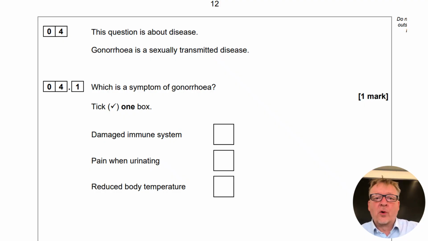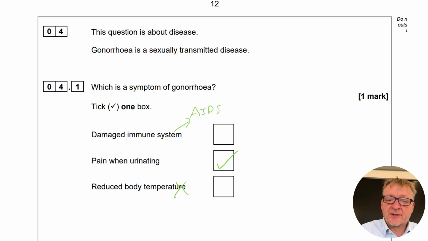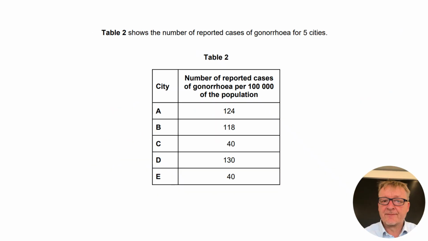Question number 4. The question is about a disease, gonorrhea. At least I've got to ask you how to spell it. Gonorrhea is an STD, sexually transmitted disease. Which is a symptom of gonorrhea? Okay. Damaged immune system. No, I think they're talking about AIDS, HIV. Pain when urinating. Yeah. Reduced body temperature. No, I don't think so. It's not like a main thing of it. So pain when urinating. Gonorrhea.